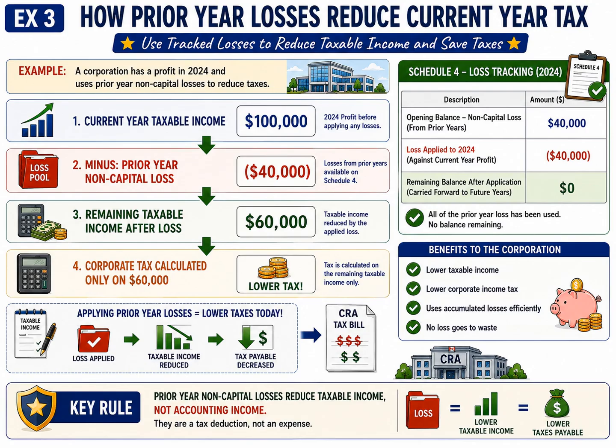Let's also look at what happens to the loss itself before applying the deduction. Schedule 4 shows an opening non-capital loss balance of $40,000. Once the entire $40,000 has been used against the current year's taxable income, the remaining balance becomes zero. Since the entire loss has now been utilized, there is nothing left to carry forward into future years.